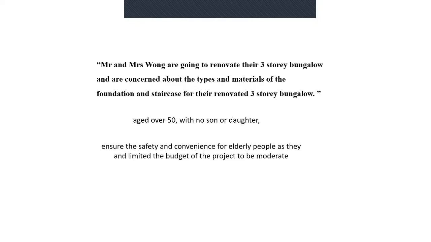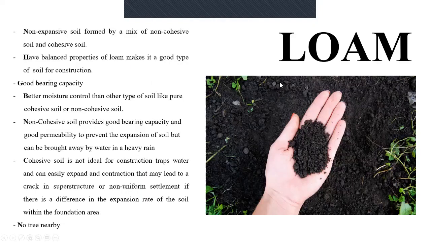Assumptions have been made that Mr. and Mrs. Wong are over 50 and have no daughter or sons. Their requirements for the renovation project are a moderate budget and also ease of use and safety for the elderly as they are getting older. This means that they want the house to be planned for the future.